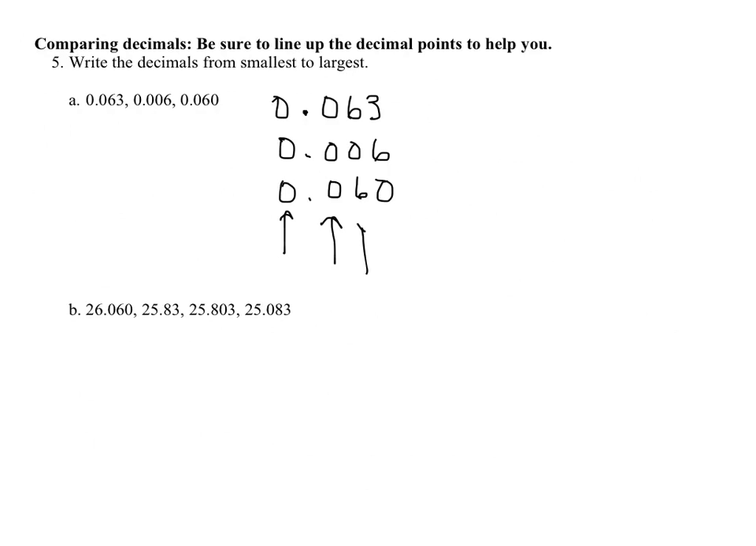But this column does, because this 0 is the smallest in this column. So this number here, 6 thousandths, will be the smallest. So I'm going to write it over here, and I'm going to cross them off.